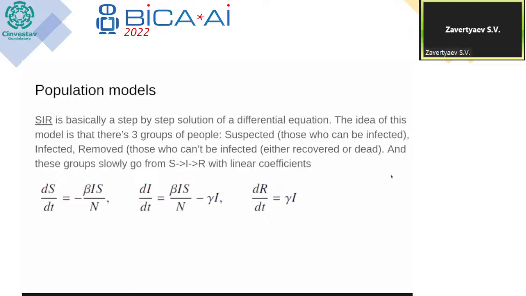And the model basically is these 3 differential equations with constant coefficients beta and gamma, the speeds of transferring between groups: susceptible to infected, infected to removed.